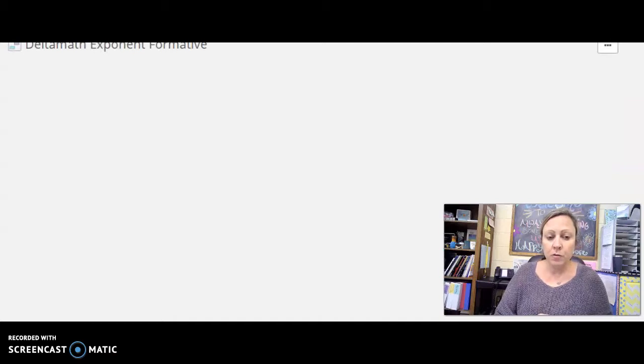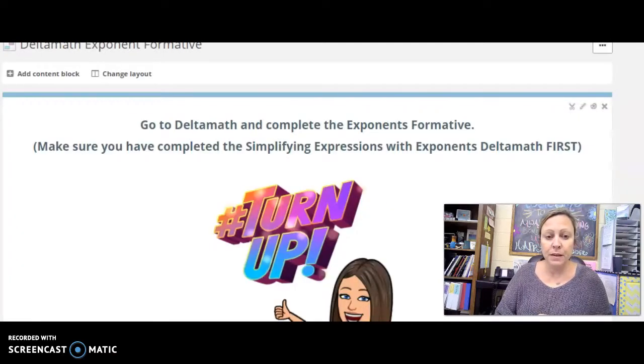Finally, for exponents, you have a Delta Math assignment that is going to be called Exponents Formative. It's 25 questions, and you do have an hour and a half to complete that. You should really make sure that you are writing down the questions. Please don't try to do them in your head, okay? This is a no calculator unit.